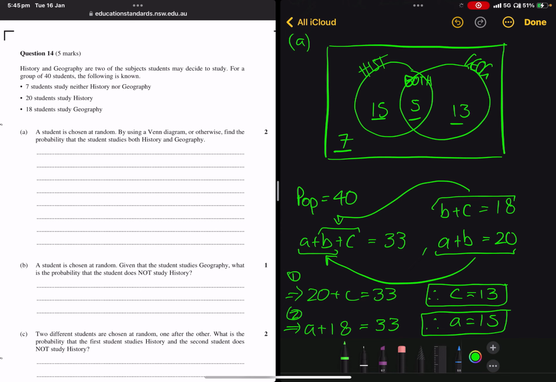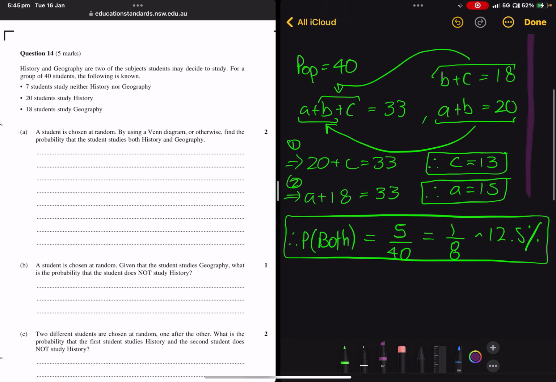So 2 marks here. The marking is going to go 1 for finding the number of students who study history or geography or equivalent merit. So if you have a really good Venn diagram, but you didn't quite get the 5, you may still get 1 mark, but really they want you to have the 15, the 5, the 13, and the 7 for the first mark here. And then the second mark, you've got to find that probability. 1 on 8 is a perfectly acceptable way to present that probability.